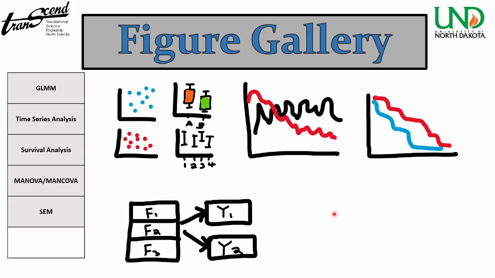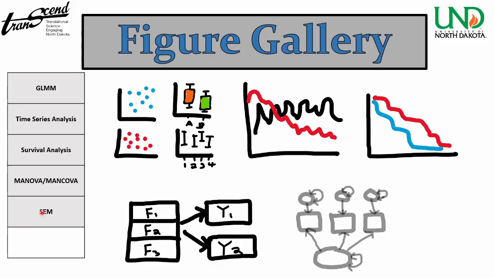MANOVA, again, you can have some plots, but often you might have more of a diagram where you have different factors, aka different categorical variables, and then maybe looking at the effect on a number of y variables. And then with a structural equation model, maybe some sort of a graph like this. Typically the squares are observed variables, where circles are latent variables, and the arrows indicate directionality, like what variables affect each other.